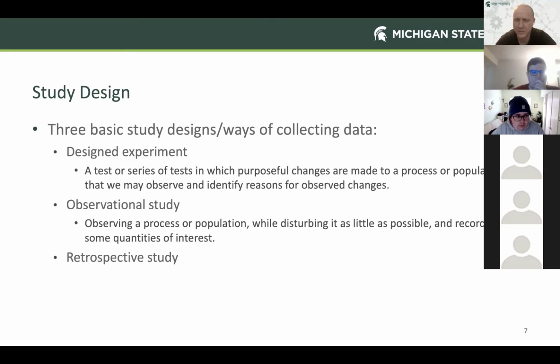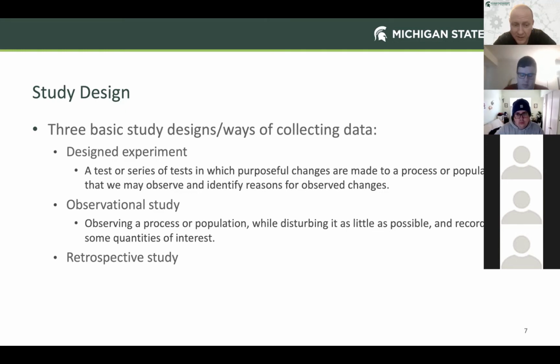Among the most frequent that we'll see is what's referred to as an observational study. And so this is similar in many respects to a designed experiment, except we're not directly interacting with the population that we're observing.